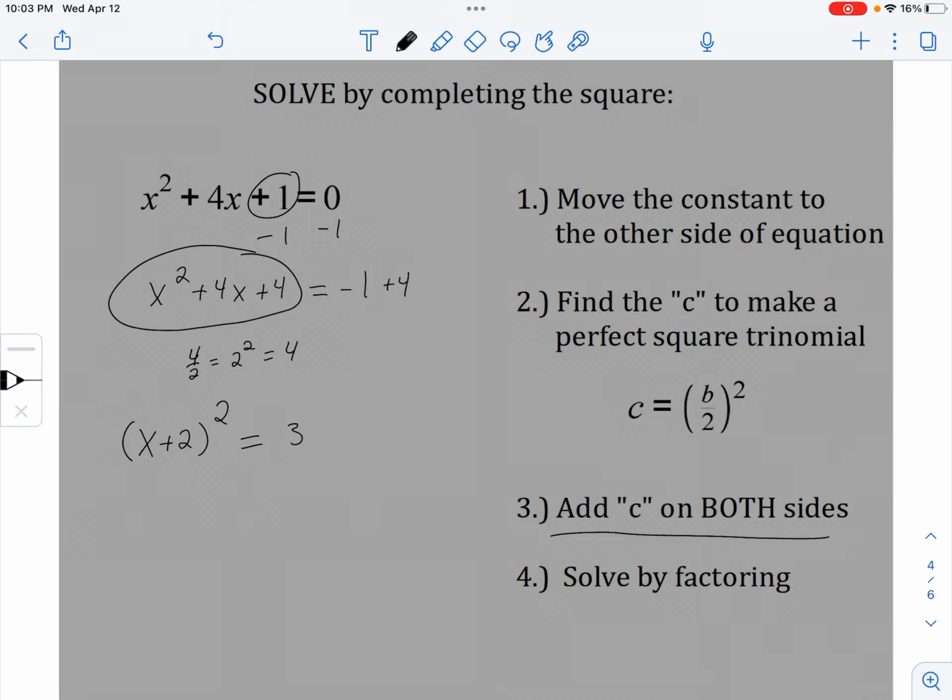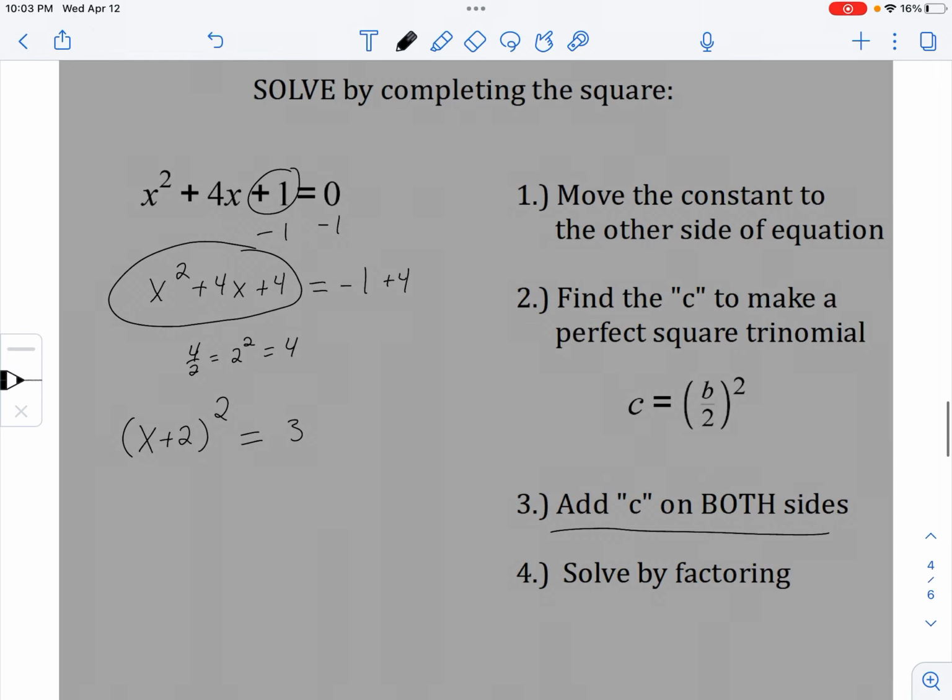So now like we did yesterday, solving using square root, we're going to do the same thing here. We're going to take the square root and the square root. So that's going to give us x plus 2 is equal to the square root of 3. And remember, this is a plus or minus square root of 3. So we're still not done because we haven't isolated x. We will do that by minusing 2 to both sides.